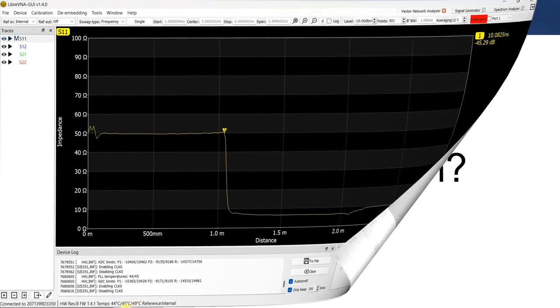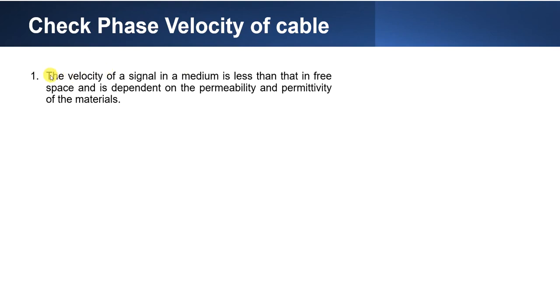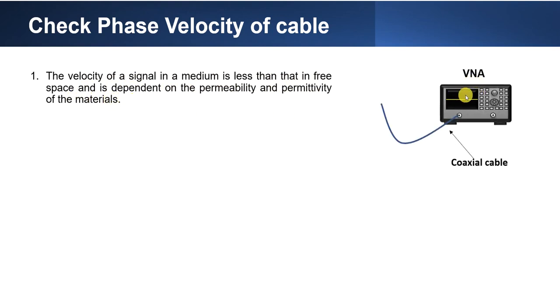Here is how to measure coaxial cable length. First, you need to check the phase velocity of the cable, because the velocity of a signal in the medium is less than that in free space, and it depends on the permeability and permittivity of the material. This means, let's say you have a VNA, like our LibreVNA, measuring the cable. The cable inside has a permittivity and permeability of the material, but for the cable inside, usually it is Teflon, so it is only permittivity without permeability. So permeability will always be one. The signal depends on what is inside the coaxial cable.